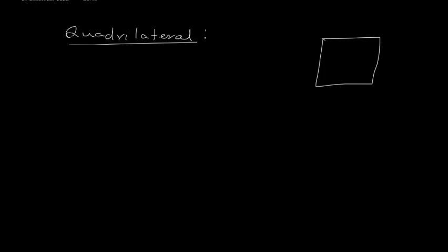Today we are going to see quadrilaterals. So what is a quadrilateral? You must have learned about quadrilateral in your previous class also. Quadrilateral is a four-sided closed figure, something like this. This could be something like this also, meaning it is bounded by four sides.